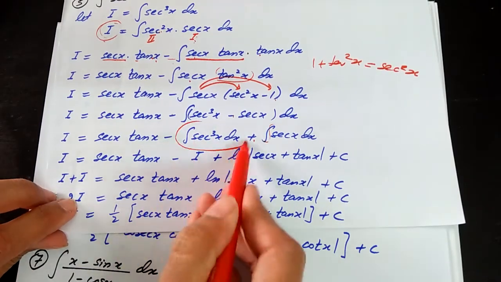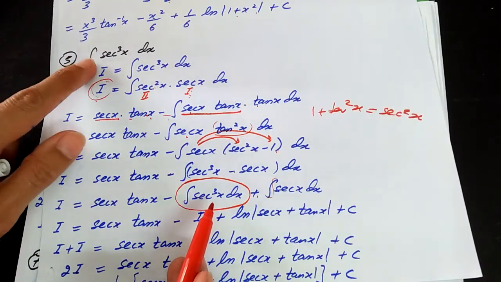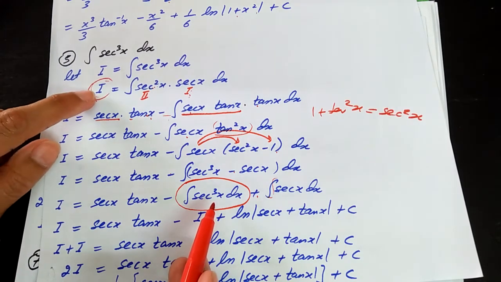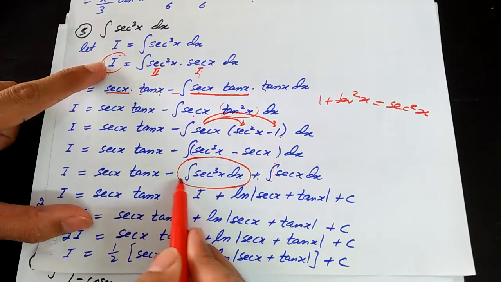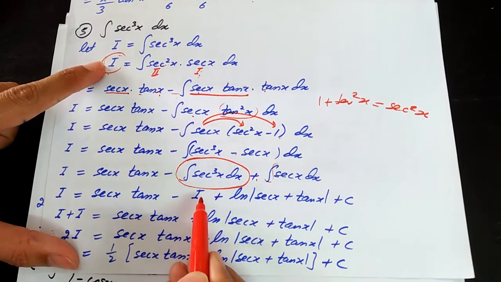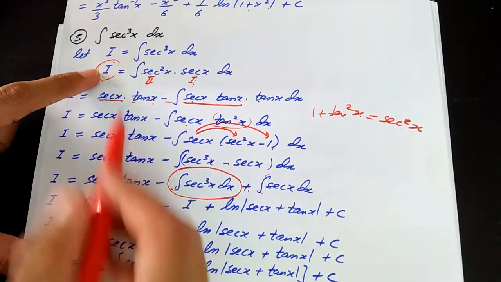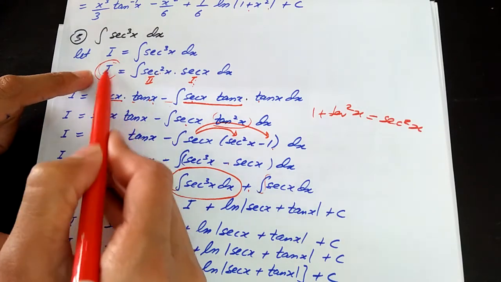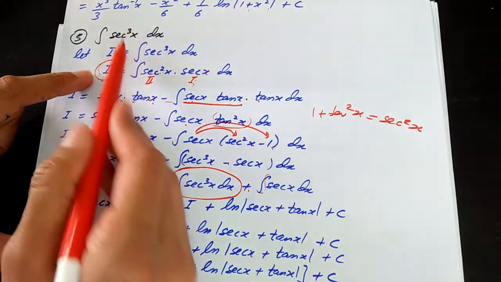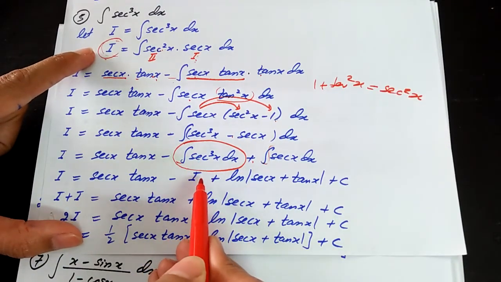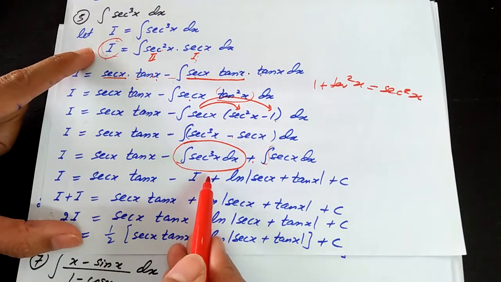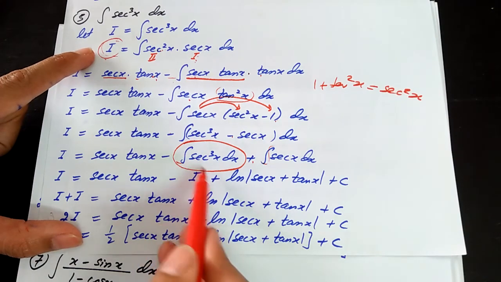Now this secant cube of x dx, you see this is the same question and that we have written as capital I. So just replace this whole integral with capital I. That is the reason why we let it equal to some alphabet. Because in this third kind of rule, we always get the same integral inside while solving this question. So I just replaced this integral as I.